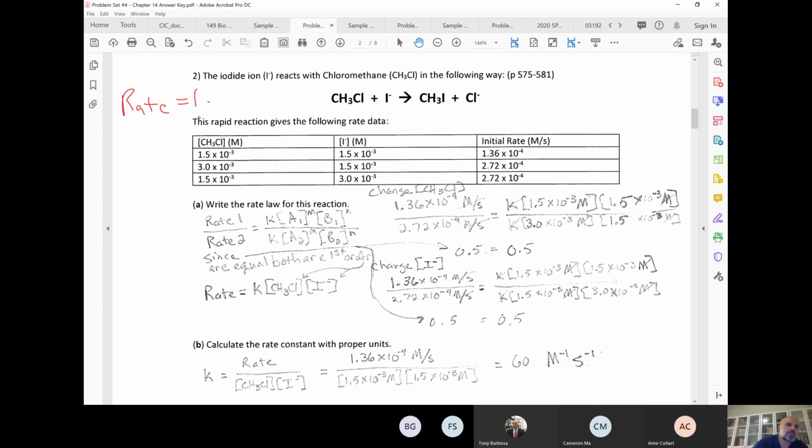There we go. Okay. Here we have little k, the rate constant, times our concentration of CH3Cl to the x power times the concentration of I minus to the y power. Right? We don't know what x and y are yet. So we have no idea what x and y are. All we're going to do, and you can see down below, is essentially set up the equation so that you can compare rate 1 to rate 2.